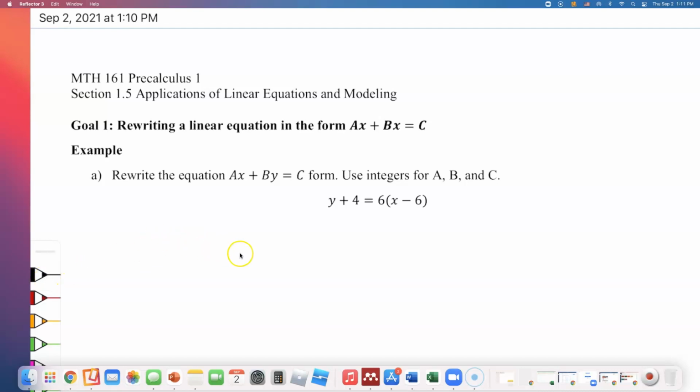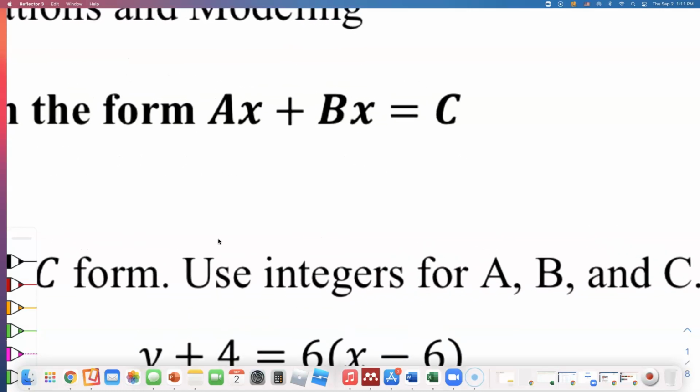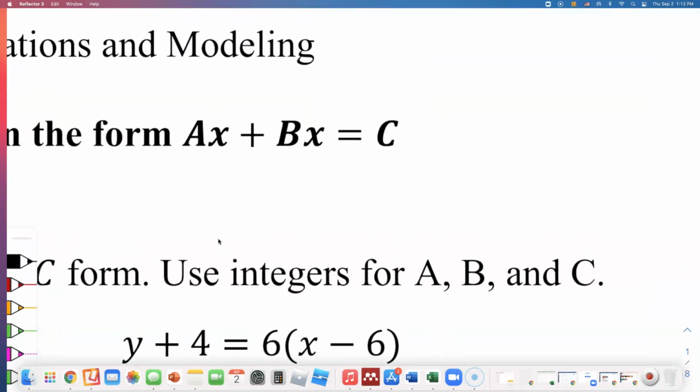An equation can come in so many different forms, but the one form that we're looking at in section 1.5 is the standard form. I just noticed there's a typo here. Right here, it says AX plus BX equals C. That is incorrect. I made a typo. Could you change the second X so that it says AX plus BY equals C?